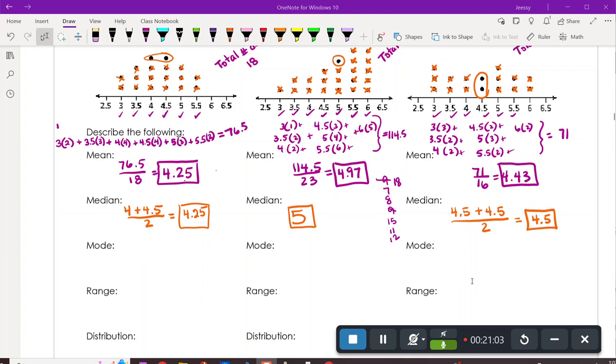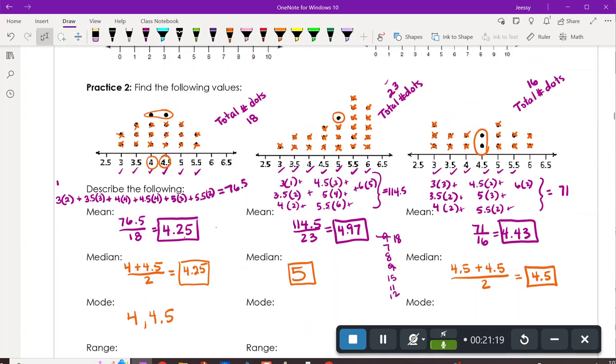Mode. Mode is the number that happens the most. So in this case, both 4 and 4.5 happen the same amount of times. So your mode is 4 and 4.5. They happen the most and the same amount. For this one, the one that happens the most is 5.5, so there's only one mode. The mode for this one is going to be the 3 and the 5. Anybody have any questions on the mode? Because it looks to me like just about everybody was listening.